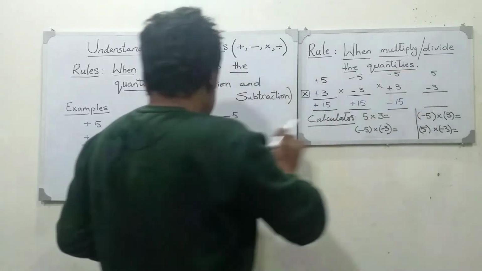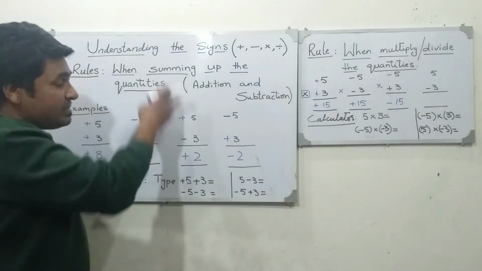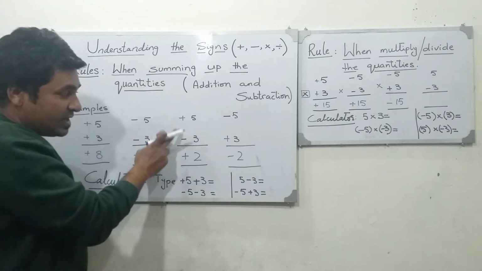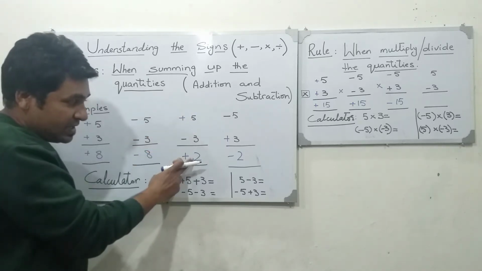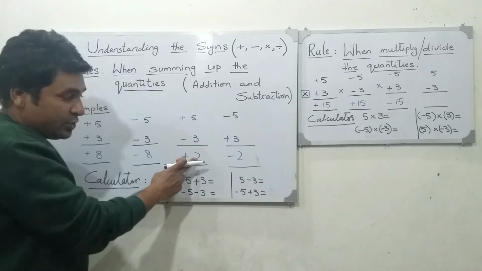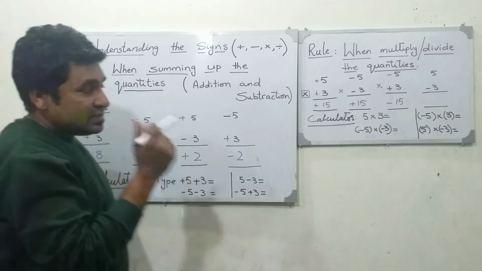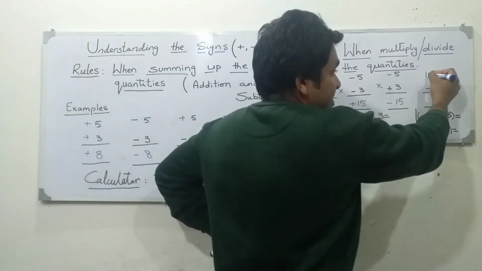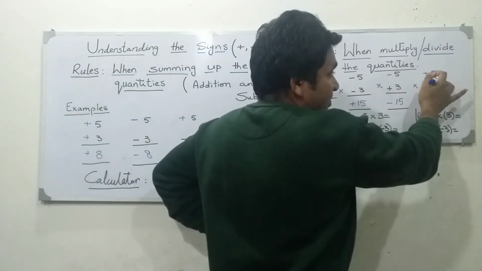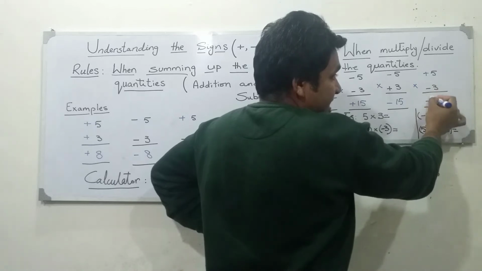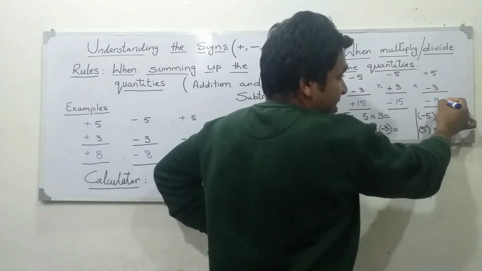And now compare it with this. Here we are summing up. It is positive 5 minus 3 and we have got the answer 2, with the sign of the greater number, that is positive. So in the same way, positive times negative is negative and 5 threes are 15.